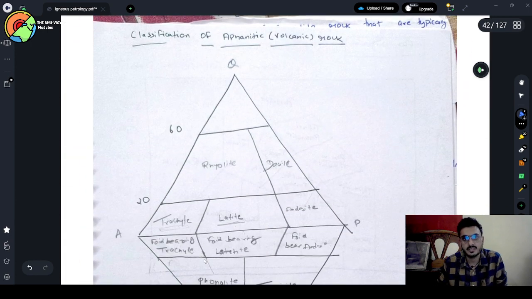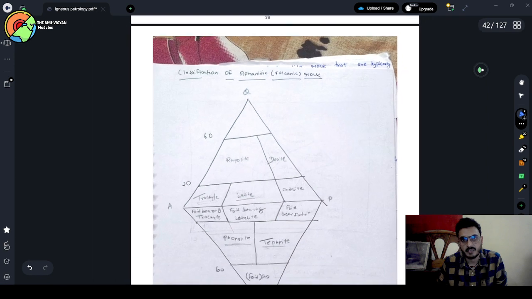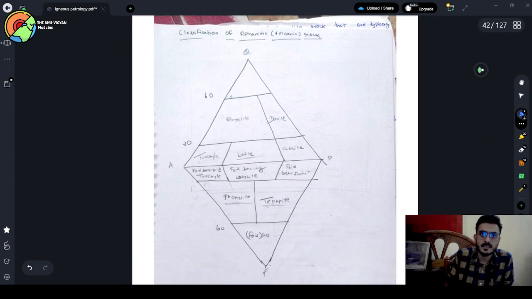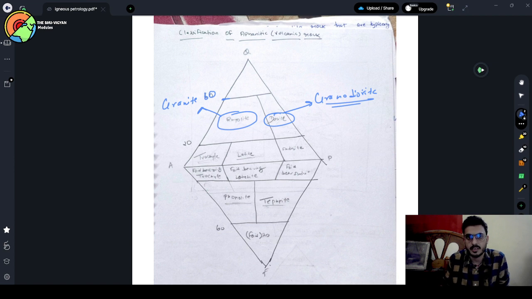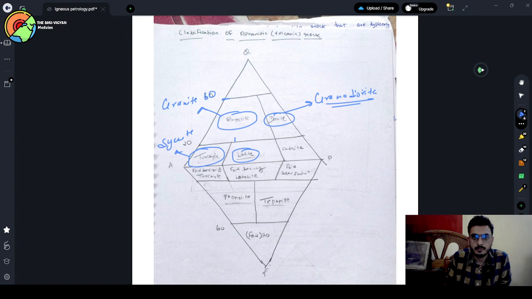Now if we see the classification of aphanitic rock, which are fine grained and also known as volcanic rock, same thing is there. Here is the 60% mark. Here we get rhyolite, which is the volcanic equivalent of granite. Here we will get dacite, which is the volcanic equivalent of granodiorite, and you can compare both the figures to see the different volcanic equivalents. Here we have trachyte, which is the volcanic equivalent of syenite.